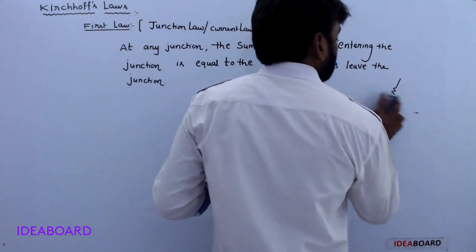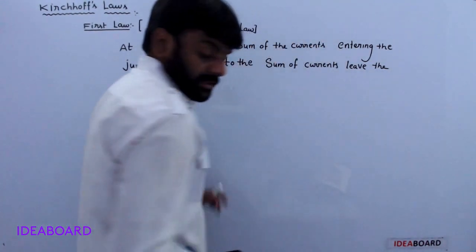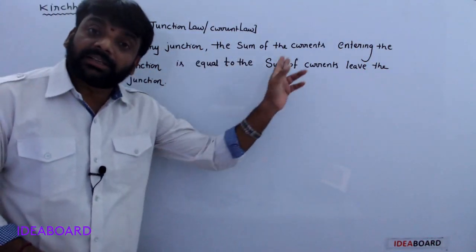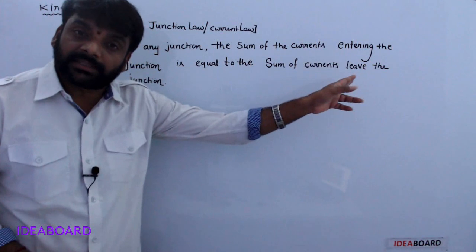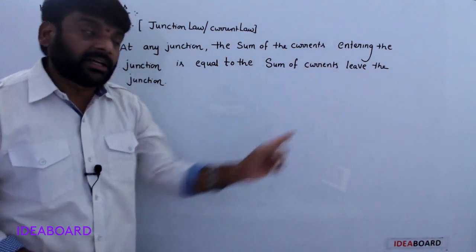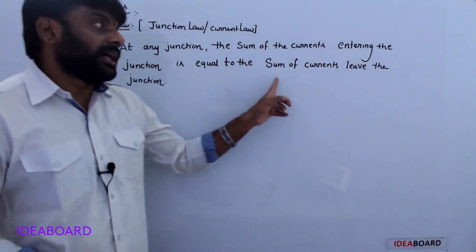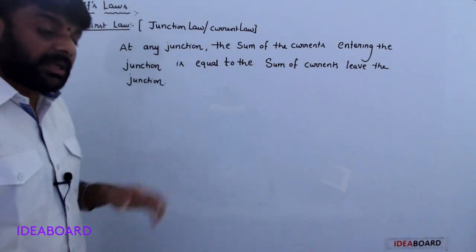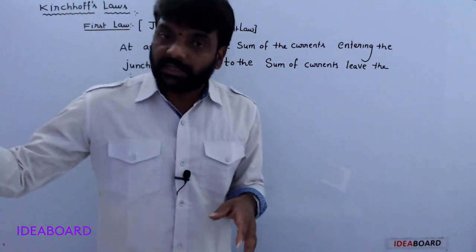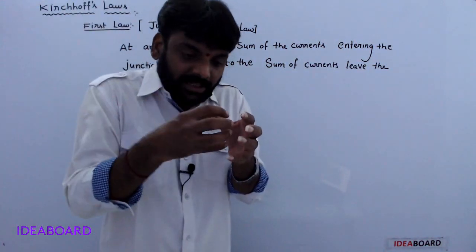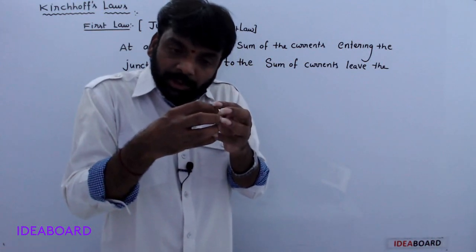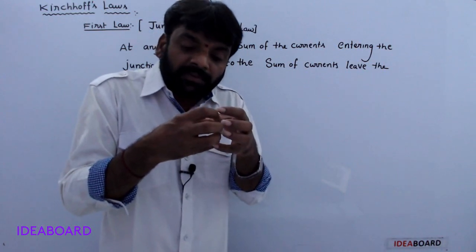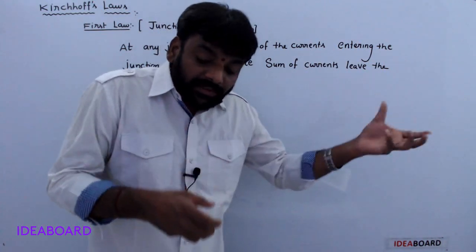Now this law states that at any junction, the sum of entering currents is equal to the sum of currents leaving the junction. That means the sum of the currents entering the junction is equal to the sum of the leaving currents.